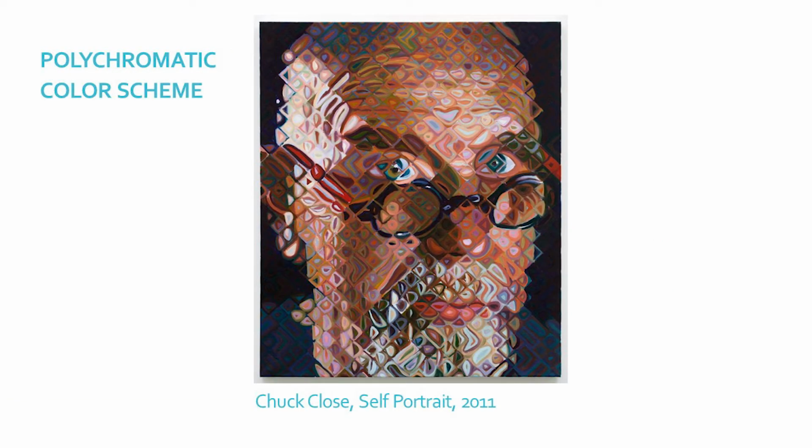One other type of color scheme is polychromatic. Poly meaning many and chroma meaning color. And these can be all over the place on the color wheel. So here we have another one by Chuck Close, and this painting is huge as well. There's no blending, it's just color and shape.